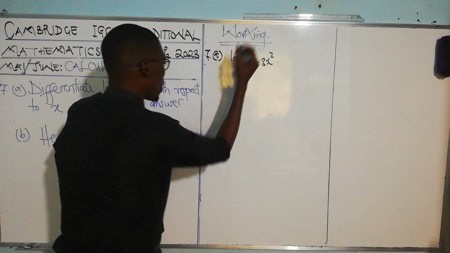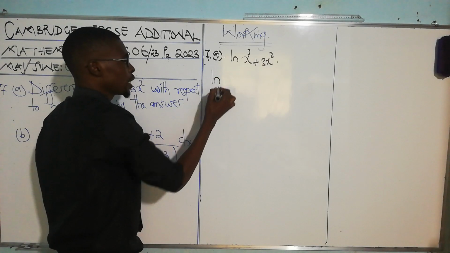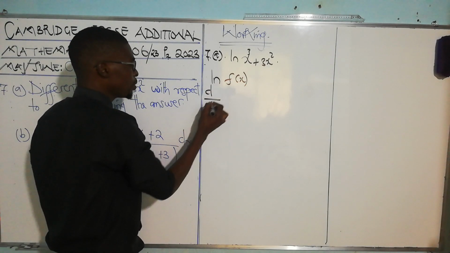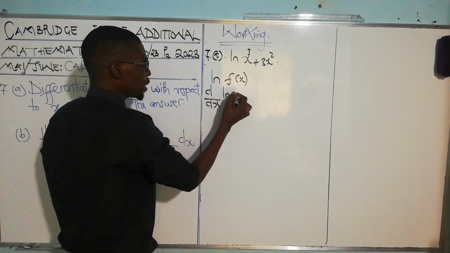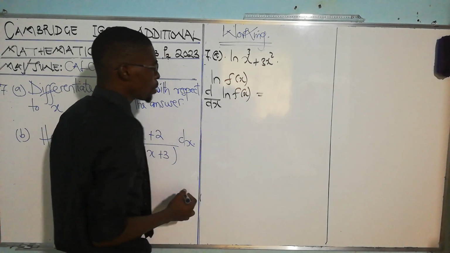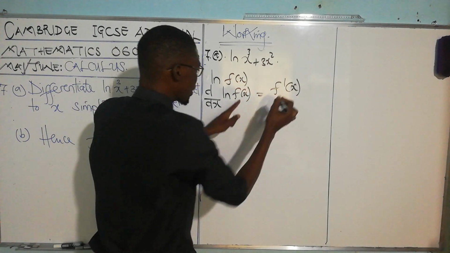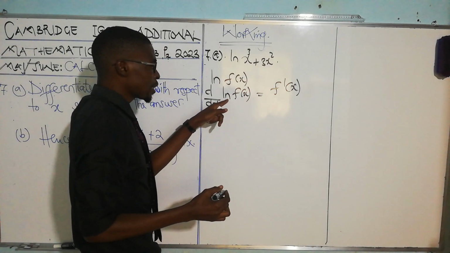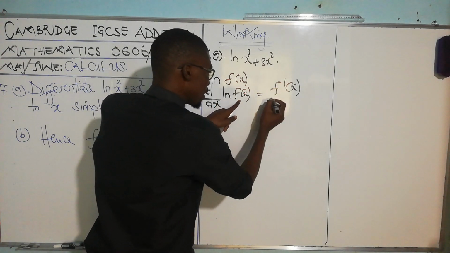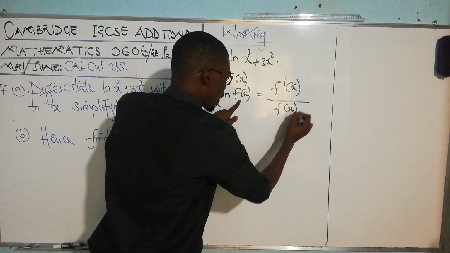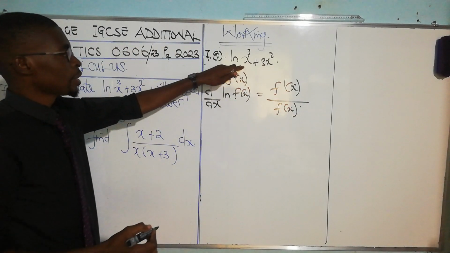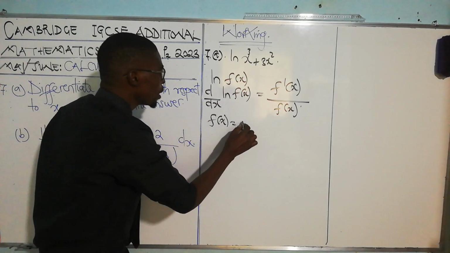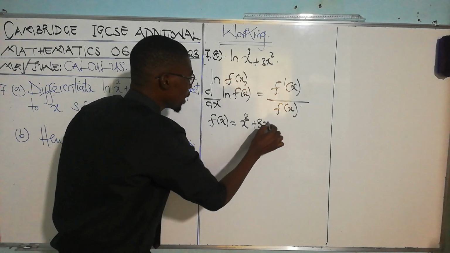Now, note that when you are given a function, natural logarithm of f of x, then the derivative with respect to x of this function is given by the derivative of the inside function, f of x, divided by f of x. So the inside function of this natural logarithm, you differentiate it, then you divide by this particular function. In this case, what we have is ln of x cubed plus 3x squared, meaning our f of x here is x cubed plus 3x squared.